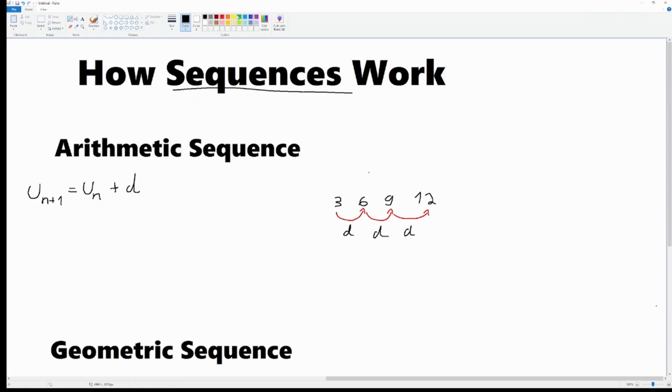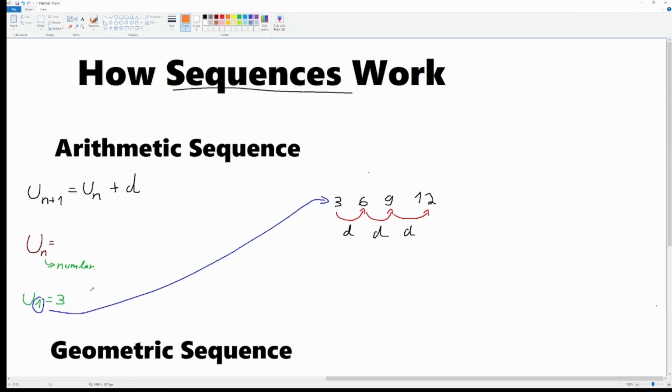And u_n, essentially what u means in a sequence is just a random term. It can be 3, it can be 6, it can be 9. However, it's always given to us as u_n. And the n in the u_n means the number of the term. So if we have u_1 is equal to 3, because the first term here is 3.